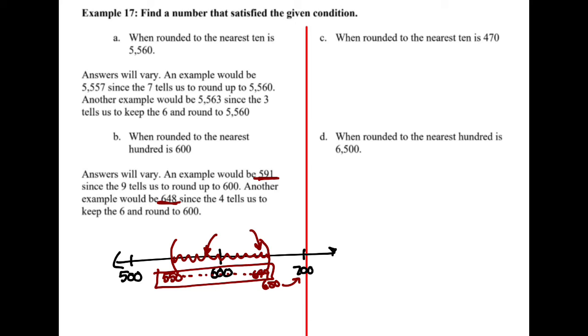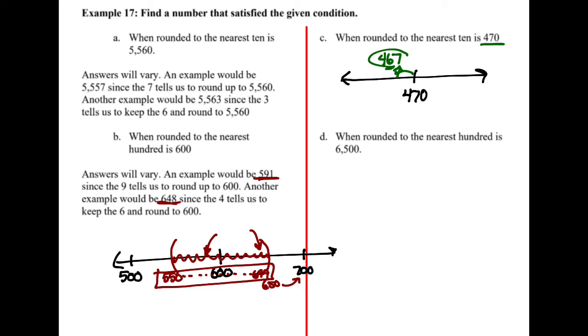Okay, let's do ours. So when rounded to the nearest 10 is 470. I need some numbers that are very close to it here or very close to it here. You don't have to choose numbers that are as far away as you can possibly get. You can choose numbers that are really close just to be safe. So if I just went 3 numbers down, this is going to be 467. Does that round to 470? So there's the tens place. 7 rounds up. Sure enough.